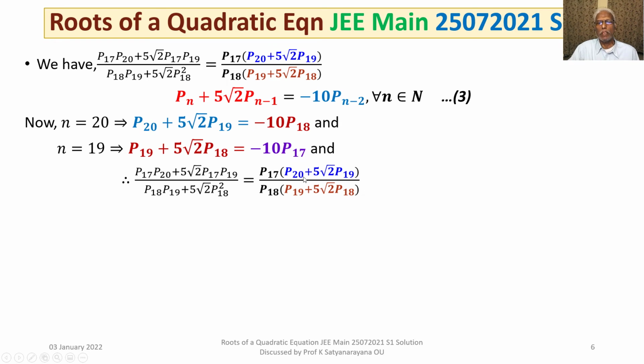And now P20 plus 5 root 2 P19 is minus 10 P18, and P19 plus 5 root 2 P18 is minus 10 times P17. Substitute and cancel off minus 10, minus 10, and we have P17 P18 by P18 P17, and cancel off, that is equal to 1. That's the answer. So the answer for this question is 1. That's the solution of that problem.